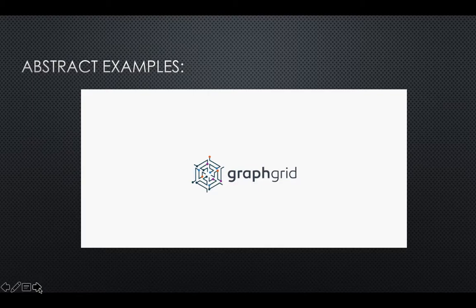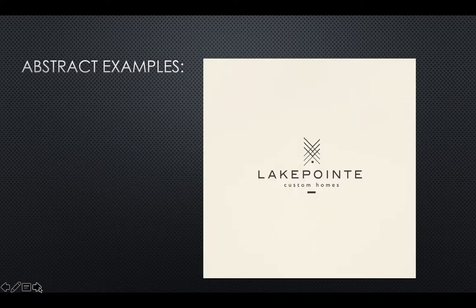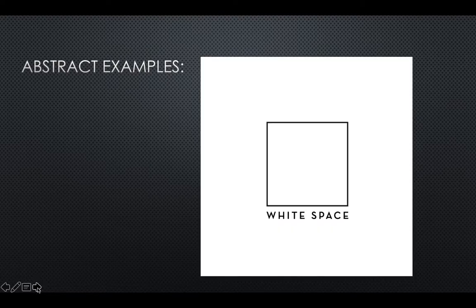So you got this graph grid, looks like a maze. Norensic, looks like a brain. Lake Point Custom Homes, notice they all come down to, or come to a point. White space, I mean, talk about a very simple design. It's just a white empty space, got this black square, and that's all it is. Somebody got paid a lot of money to make that, believe it or not.